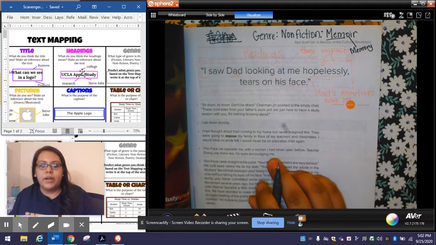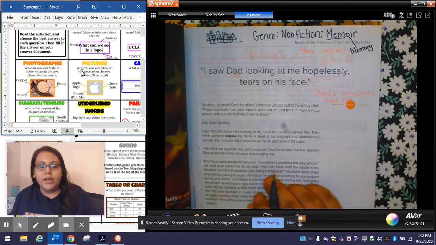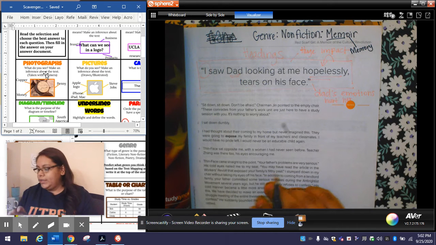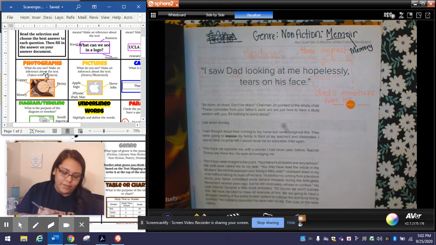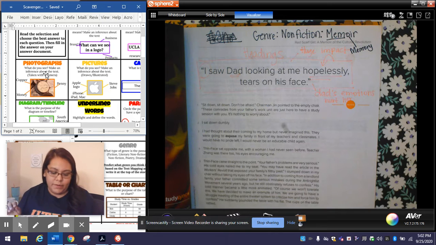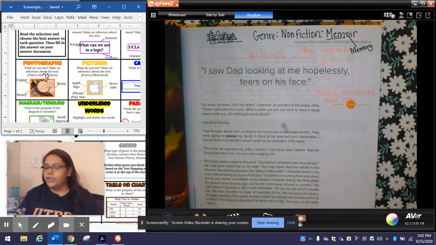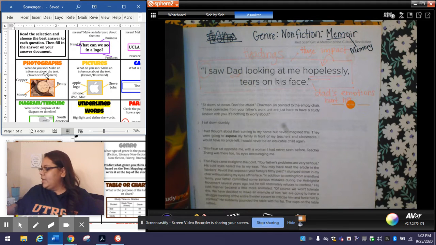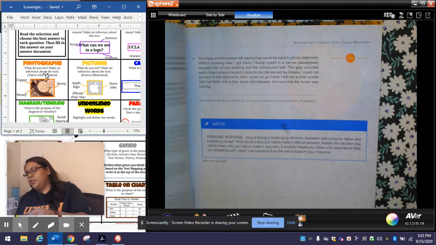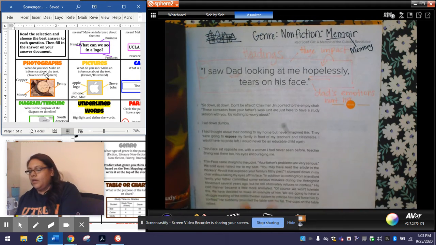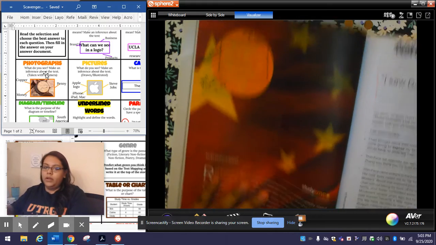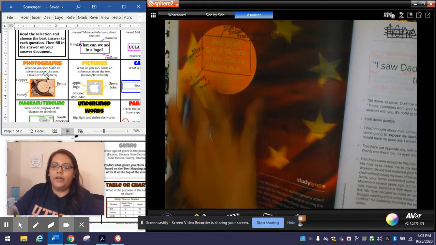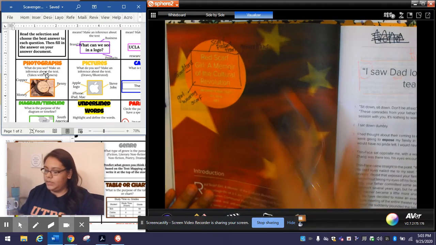So that's for genre. I look over at orange. I want to take out my orange, and I'm going to look at the photographs. On our scavenger hunt, there's a difference between photographs and pictures. Photographs are taken with a camera, and pictures are illustrations that are drawn. The only photograph, I should say, that we have on our story is right here. Okay, we see stars, we see red.